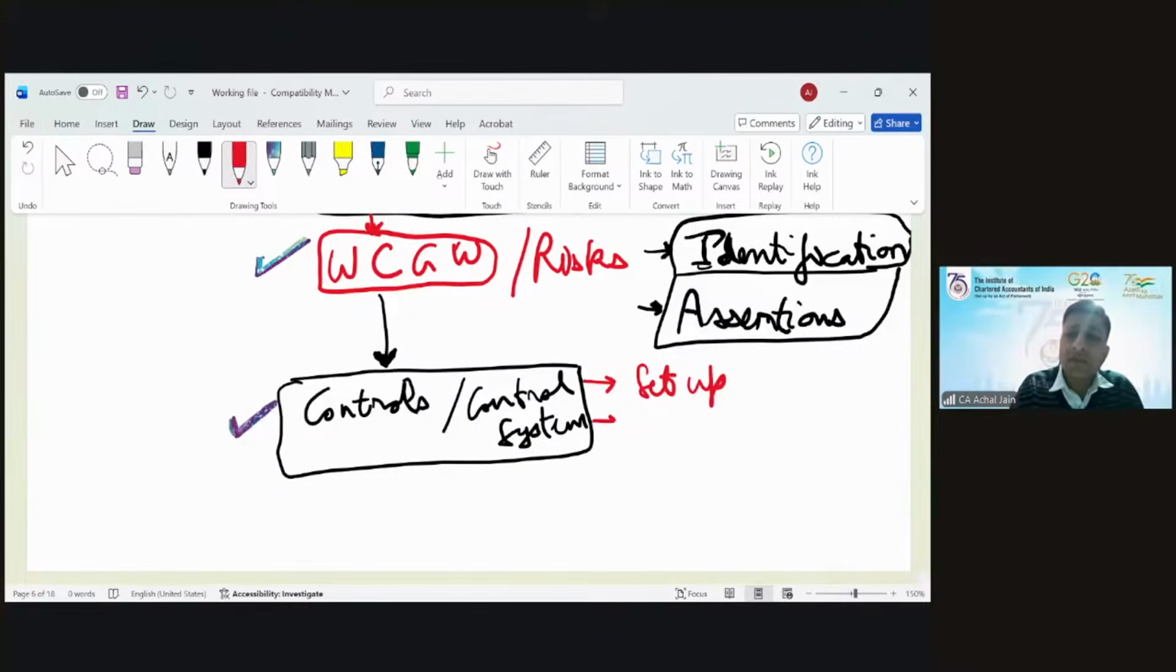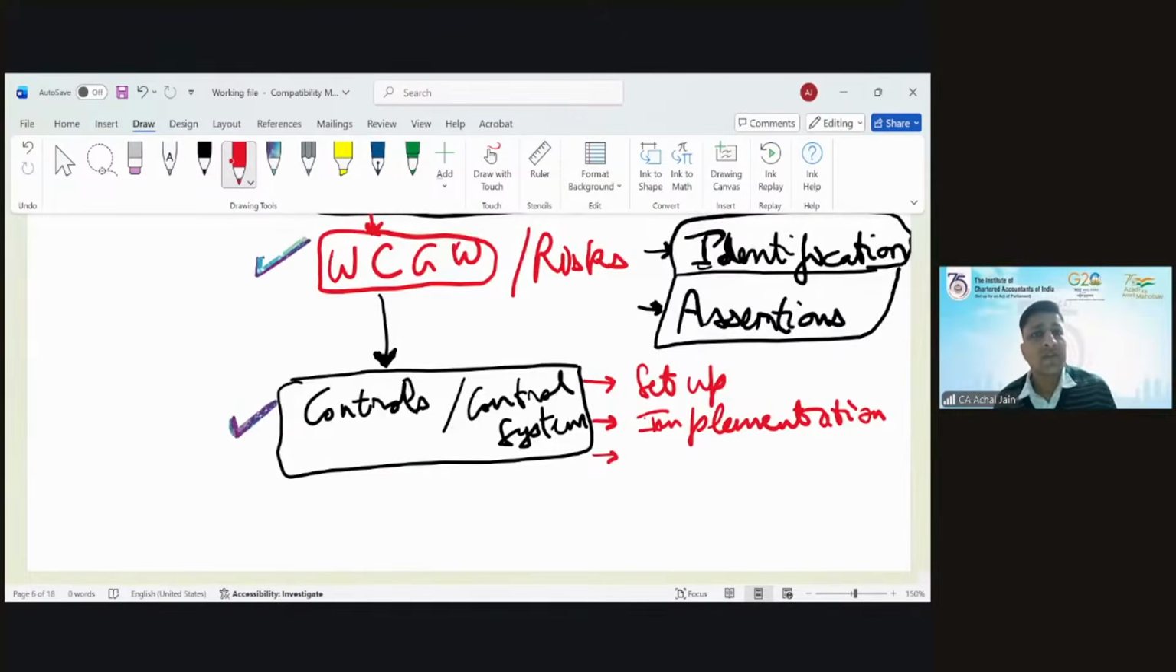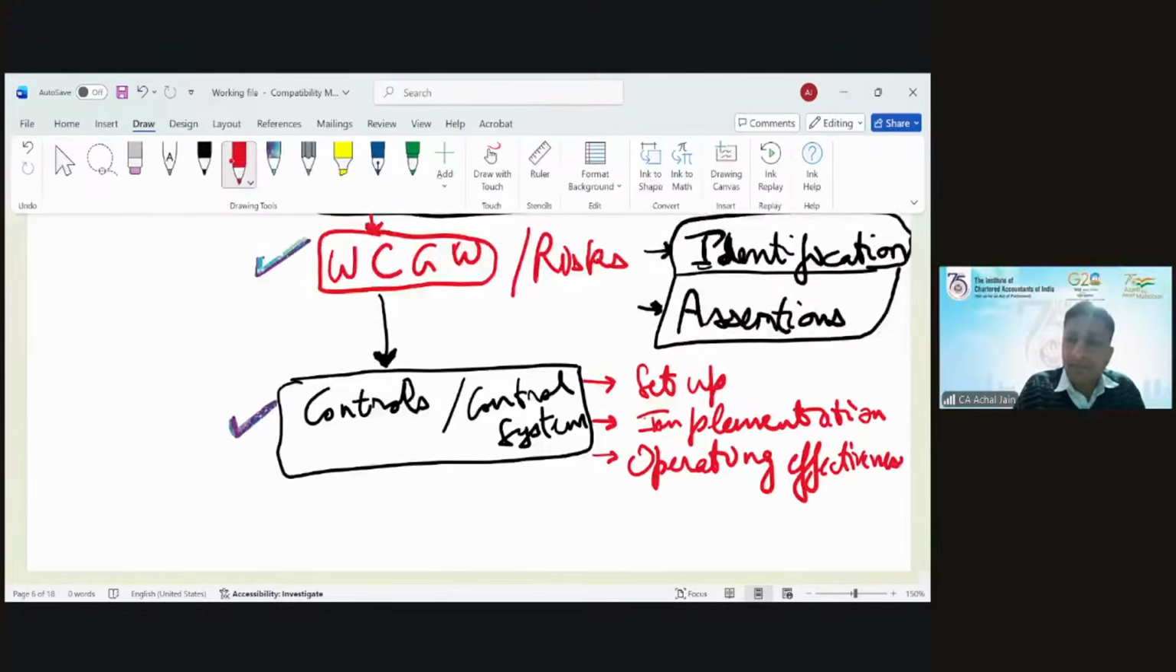Number two, let's suppose they have set it up, meaning they have put down everything in terms of their policies and procedures, that this is what is required to be done. But that is not implemented. So it should also be implemented. The implementation has to be there. And further, that must be operating. Yes or no? Because let's suppose that has been implemented, but it is not operating in an effective manner year on year. So operating effectiveness. Right? So these are the things which the auditor needs to consider.